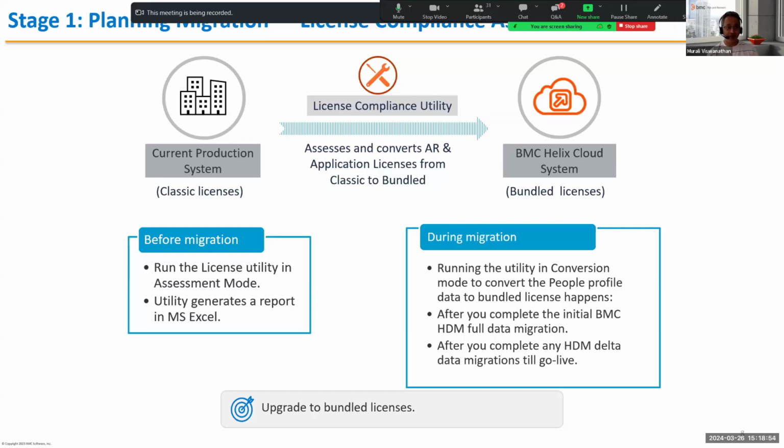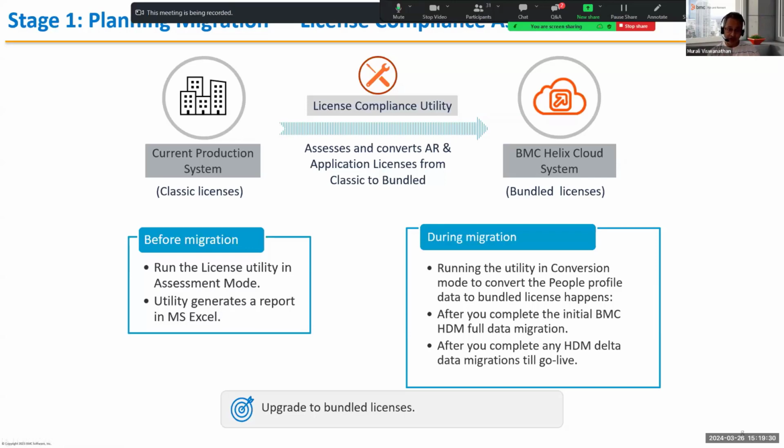It gives you a compliance report saying you have so many fixed licenses, floating licenses, and you have purchased X number of bundle licenses, and are you compliant or non-compliant? It'll also recommend you buy 10% more, 5% more, whatever, so that you can stay compliant even when new users come in. So it does two phases. You can run the license conversion utility in assessment mode, which generates a report, as I told you, and you can check your compliance. And then later, after you use HTM to migrate the data, right?